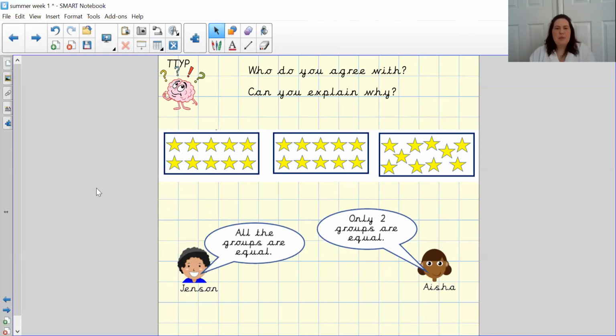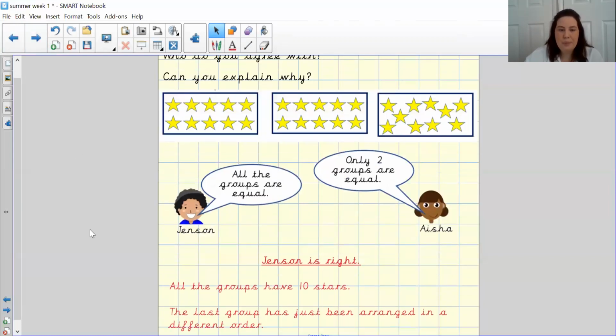And just to finish up today, I want you to think, who do you agree with? And can you explain why? So Jensen thinks that all the groups are equal, so each one of these groups are equal. But Aisha only thinks only 2 groups are equal. I would like you to try and solve this problem. Okay? So again, I'd like you to pause on this page to try and solve that problem. I'm going to go through the answer on the next page.